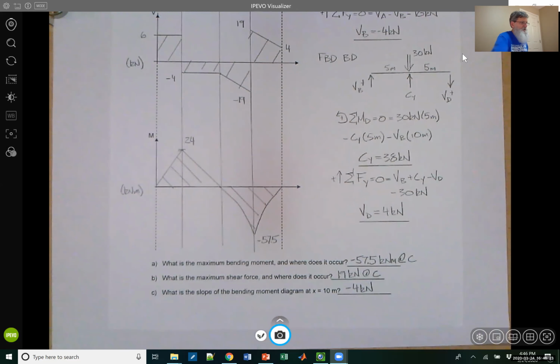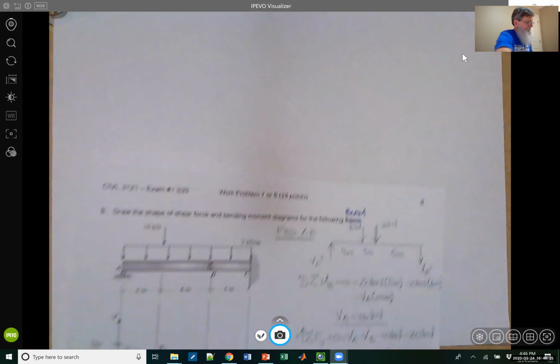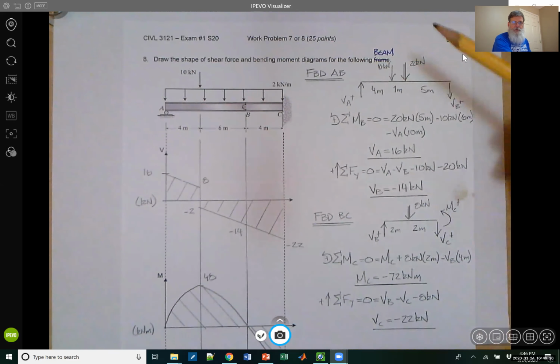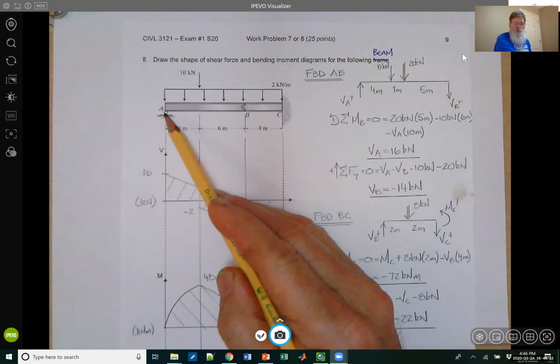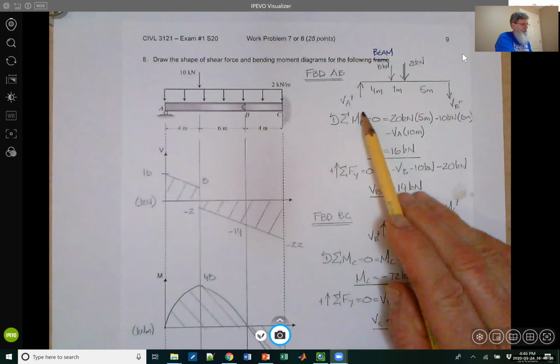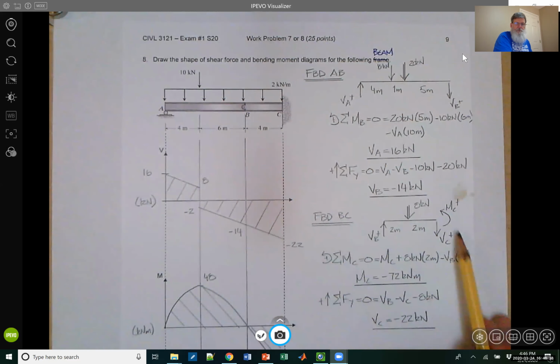Okay, so we're almost done. Here's the last problem. Really conceptually about the same amount of work. So now I'm going to break it up into 2 free body diagrams, one from A to B, there you can see that one, and then one from B to C, and that's here.